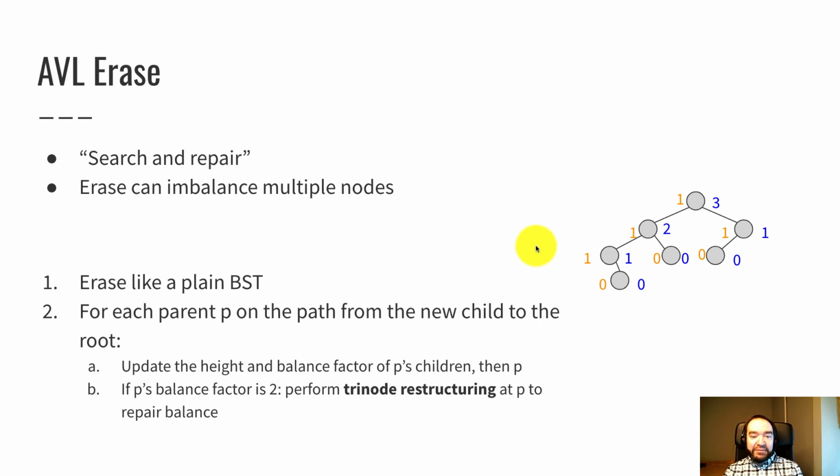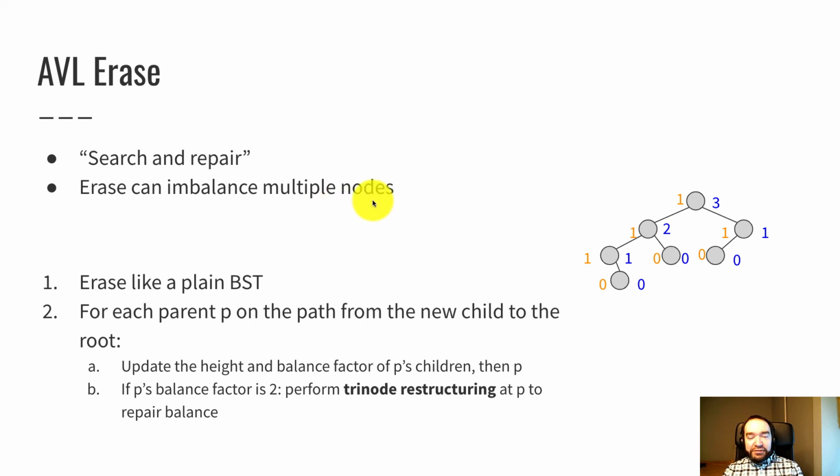Erase is basically the same idea. We do the same search and repair thing. So do the erase operation like a normal plain binary search tree, the whole thing of finding the node to erase. And if it has 0 or 1 children, you just cut it out. But if it has 2 children, you replace it with the in-order successor. All of that stuff happens as normal. And then we update all of the heights and balance factors on the path from the node that we removed up to the root. And this time we actually have to look for multiple nodes to rebalance.